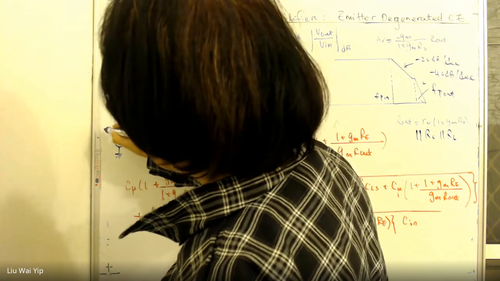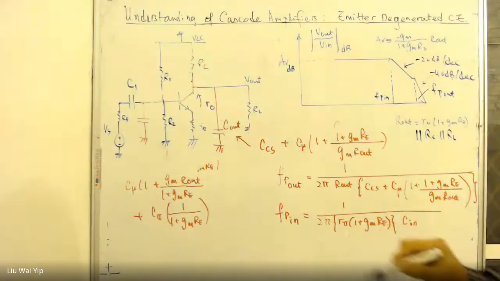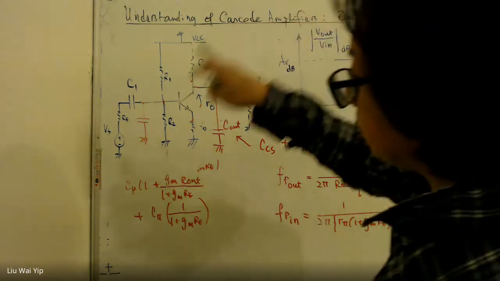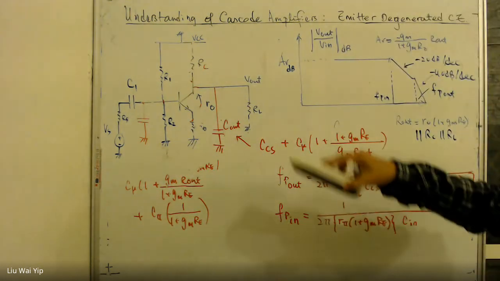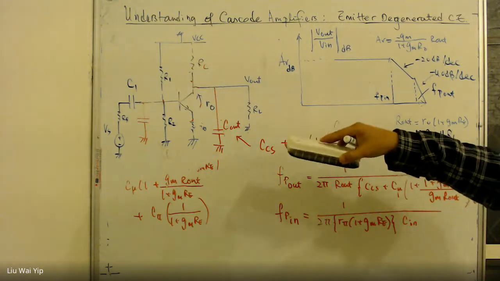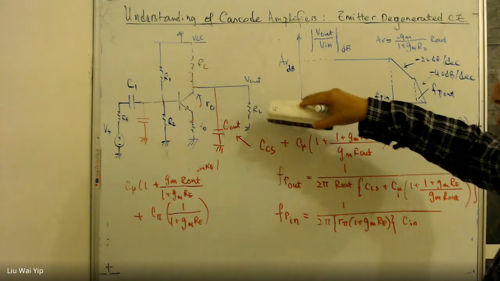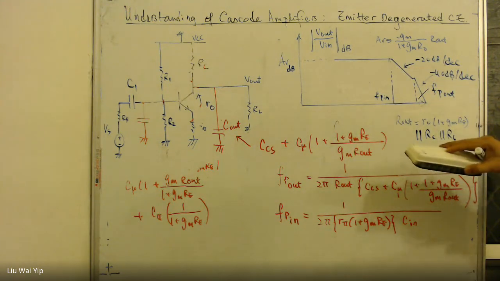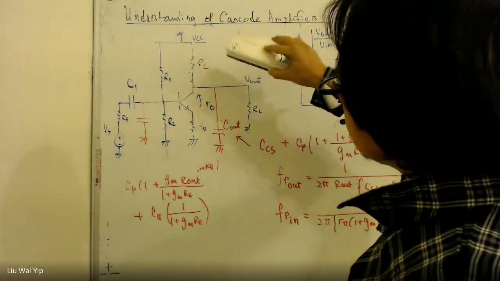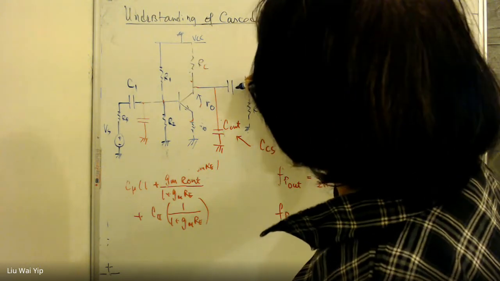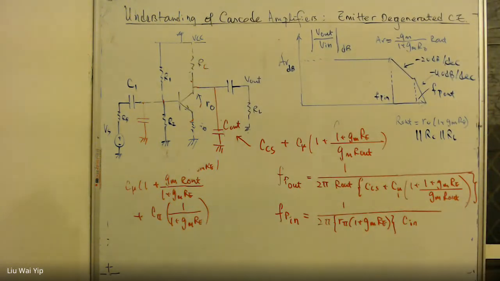And this is going to be VS, the source voltage. With this in mind, we also need to pay attention to the output. If you extract the output in this way, the output will be biased to a very high voltage. It will be leveled up by a DC voltage. So to filter off all the DC, you need another coupling capacitor here. And this is the standard way of using the emitter degenerated common emitter amplifier.